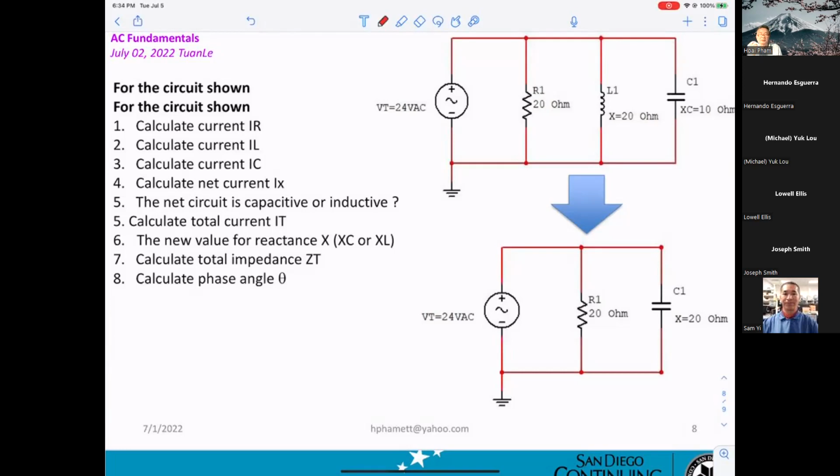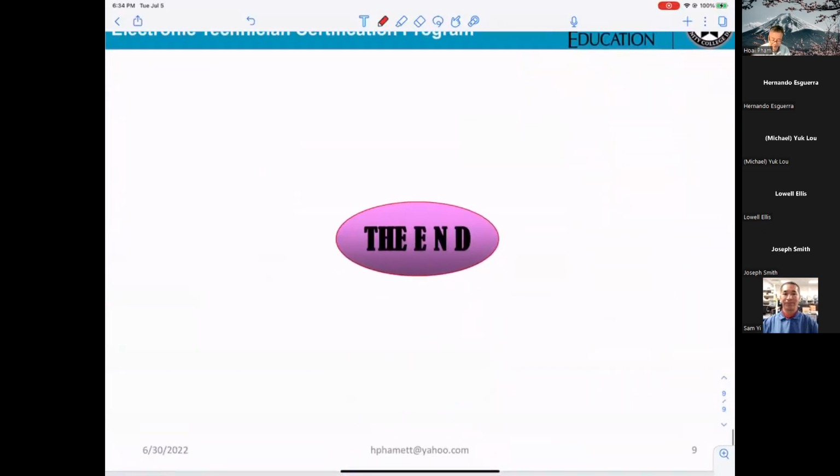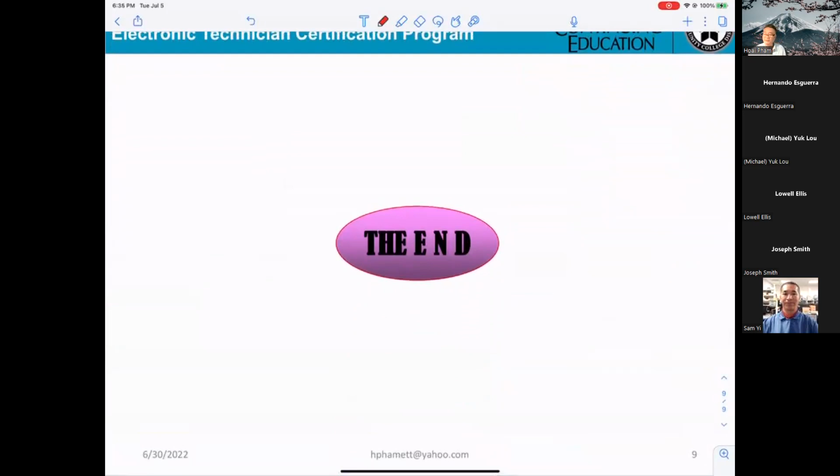So try to understand the complex number and how we apply it to the RC circuitry. Okay? So that is what we already did today. RCL, parallel and series. Up to this point, if you have a question, just bring it up.